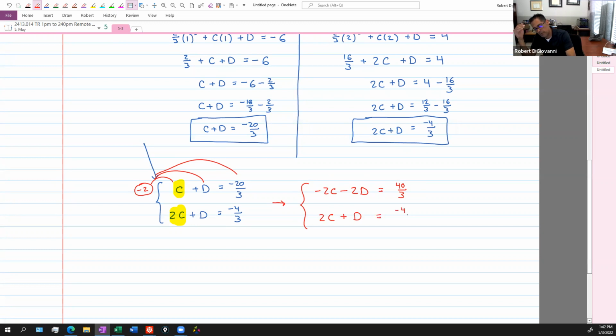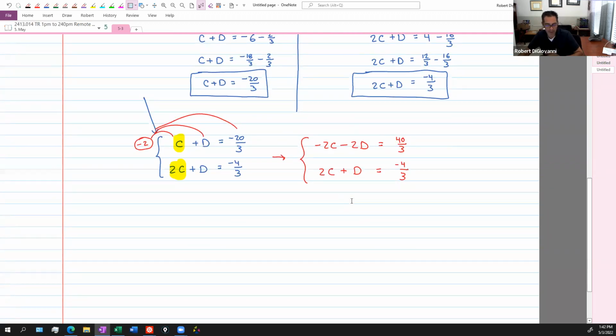For those of you who like substitution, substitution is different, right? You solve one of these equations for C or D and then plug it into the other equation. You're free to do that as well. I like this method though. So now what we do is we add down. We add. And so these cancel.